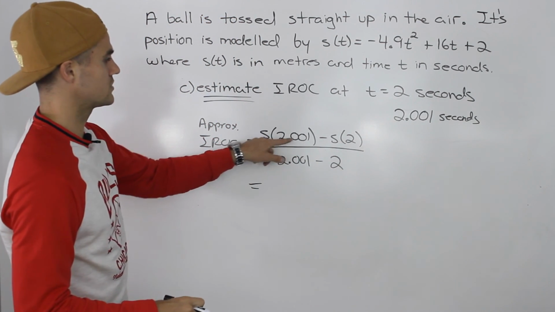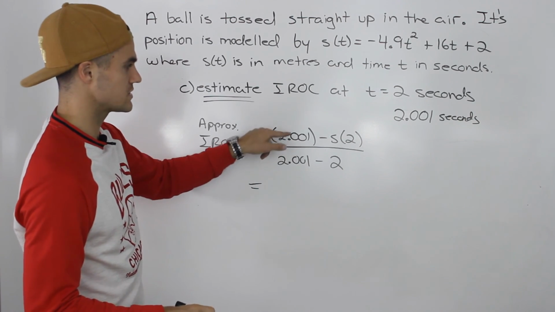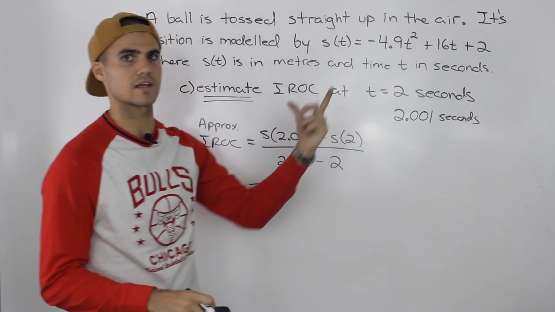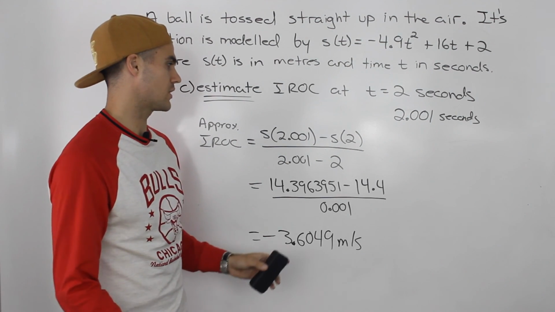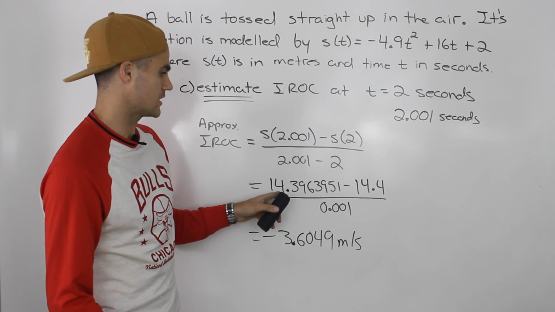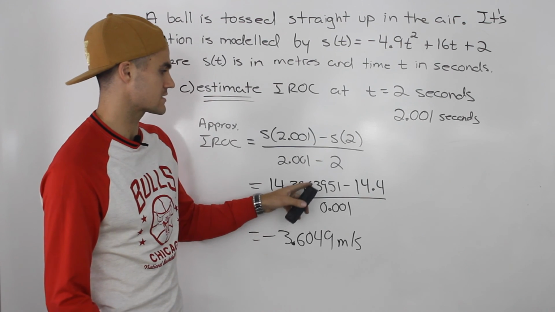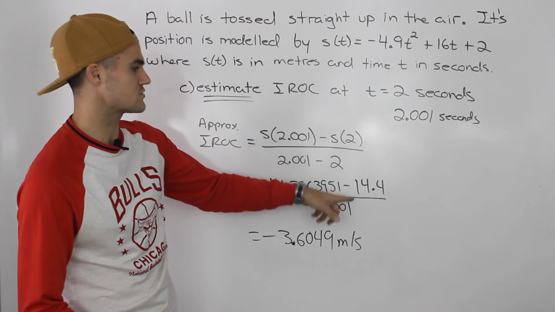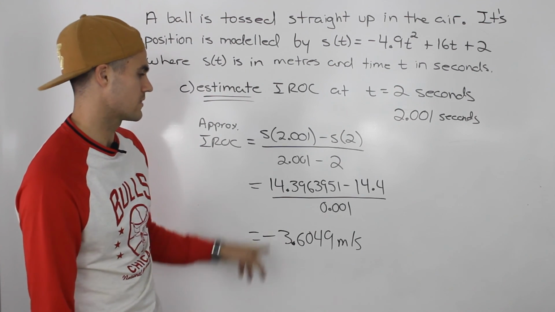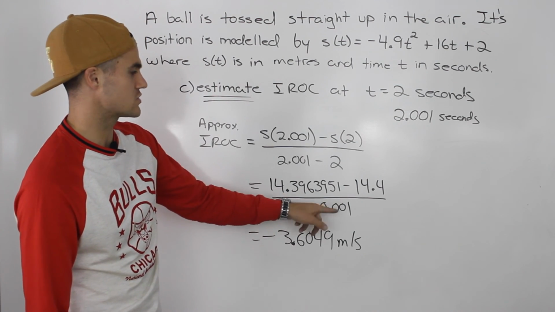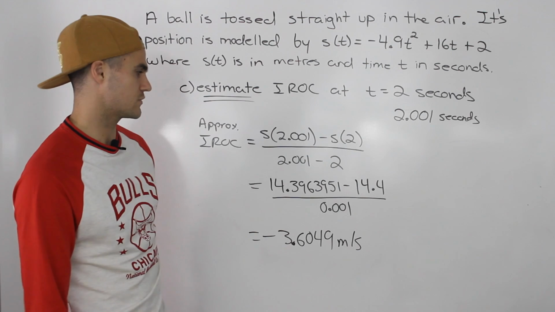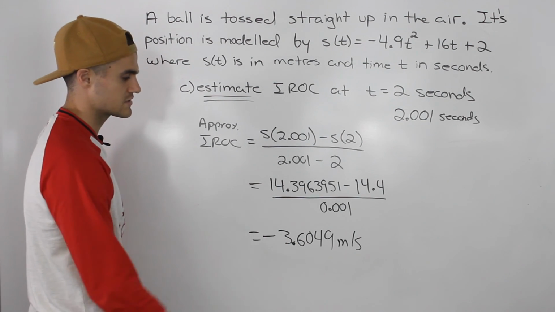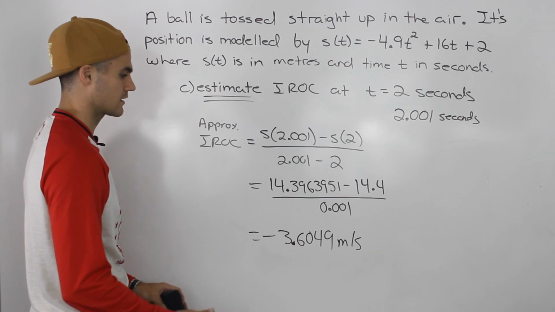So to find S of 2.001, we would plug in 2.001 for the t values to find its position at that time. So when you plug all of that into the function, you end up getting 14.3963951 for S of 2.001. S of 2 is just going to be 14.4. Going to divide that by 0.001, which is what the denominator simplifies to. Simplify all that in your calculator, you end up getting negative 3.6049 meters per second.